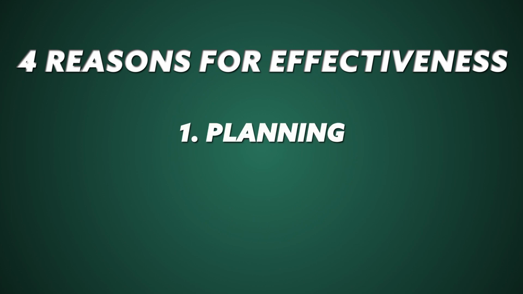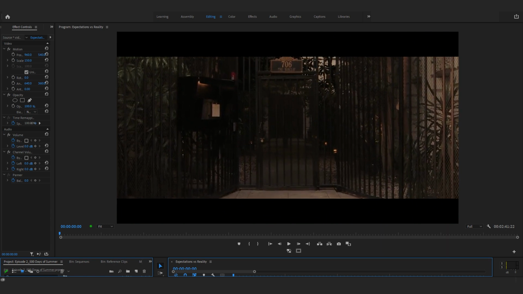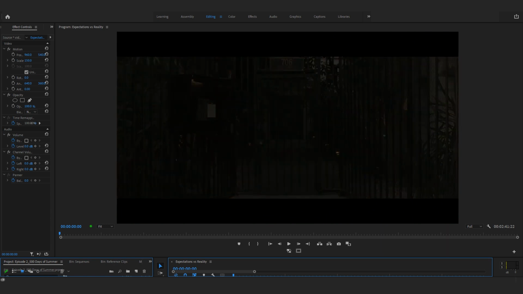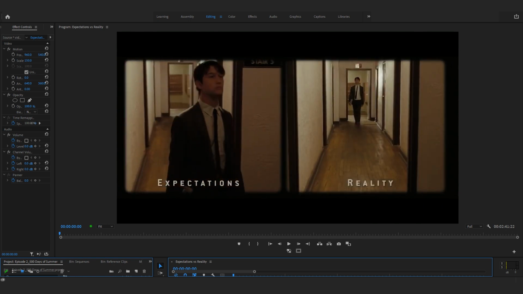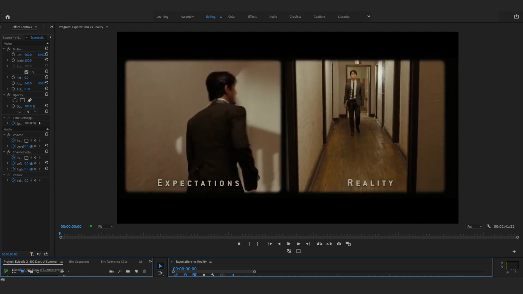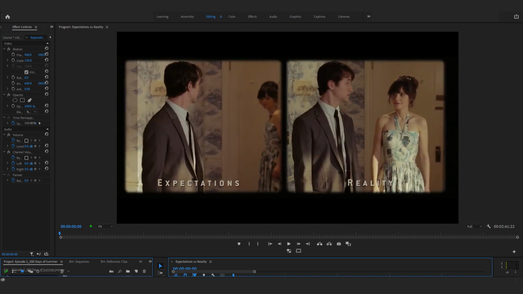Number 1, planning. The pre-production effort paid off. While I have been guilty of adding last-minute split screen in post-production, the effect is always more impactful when the decision is made during production. In watching the scene, it's clear that the entire sequence was shot with split screen in mind, from the blocking to set design to the framing of every shot.